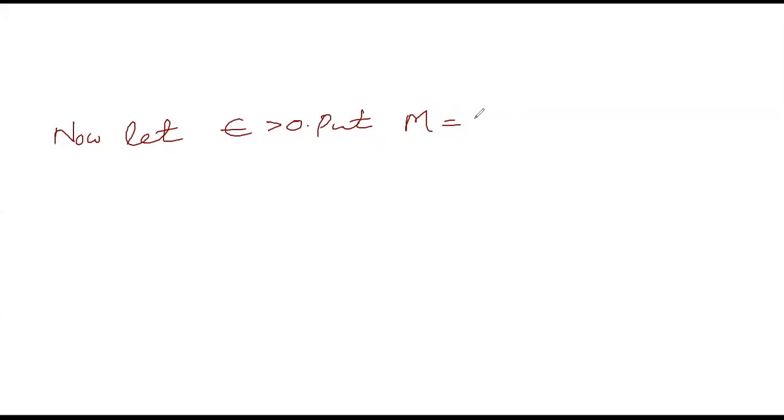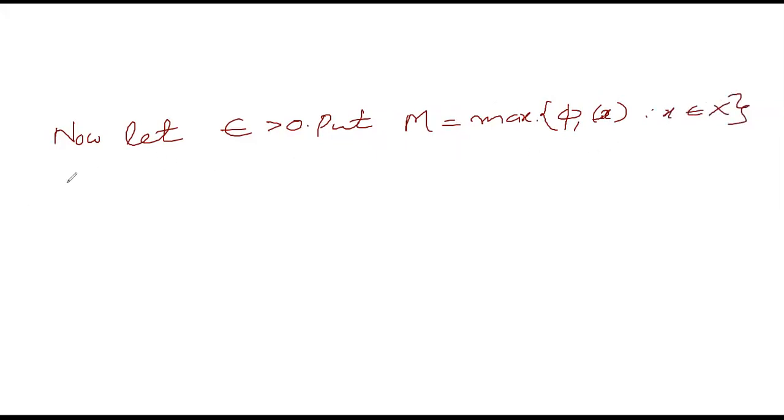This m is equal to the maximum of the set, the maximum of this phi 1 of x. It exists because phi 1 is a bounded function. It has only finitely many values, so we can find its maximum value. Okay, and this x is in X.